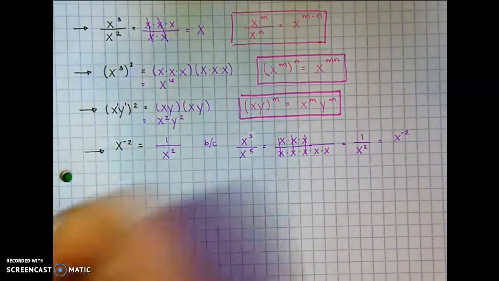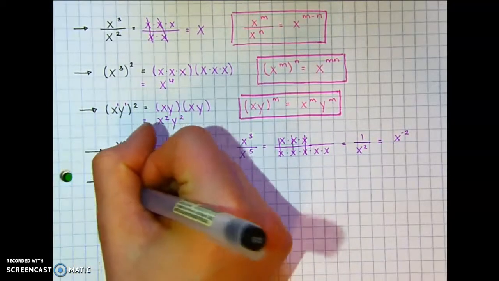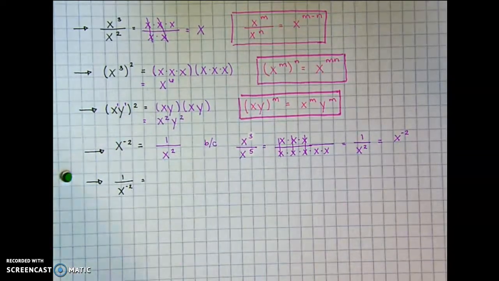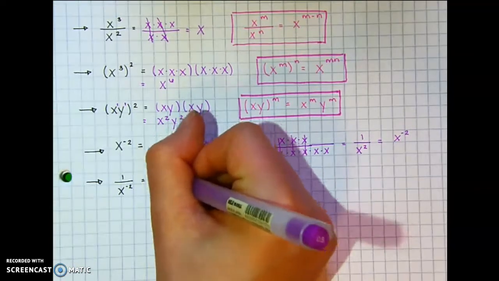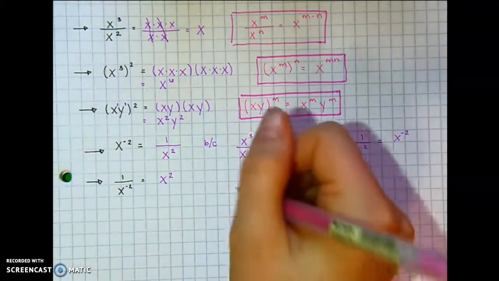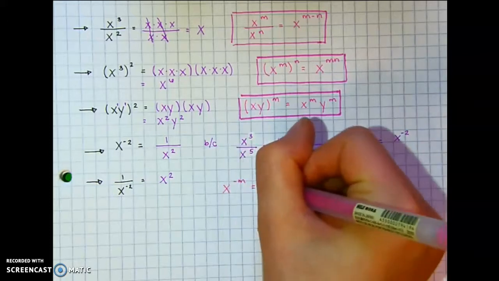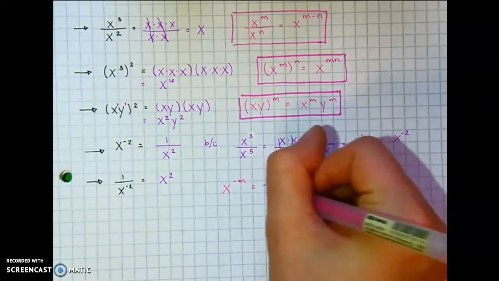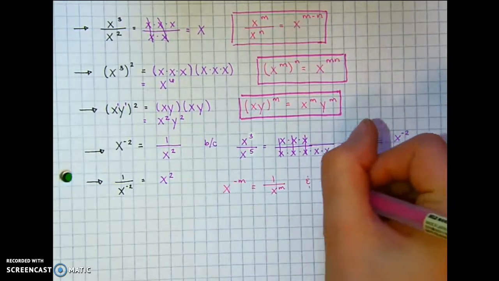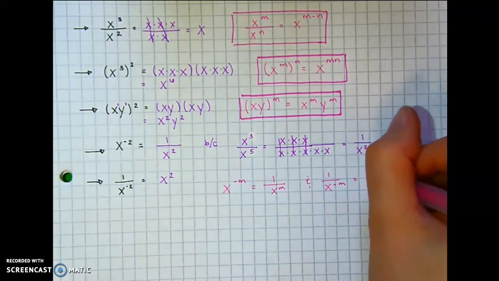So then if you have 1 over x to the negative second, if it's negative in the denominator, then the reciprocal will make it positive. So this is x squared. So the rule is x to the negative m is equal to 1 over x to the m. And 1 over x to the negative m: if it's negative in the denominator, you can just move it to the numerator.